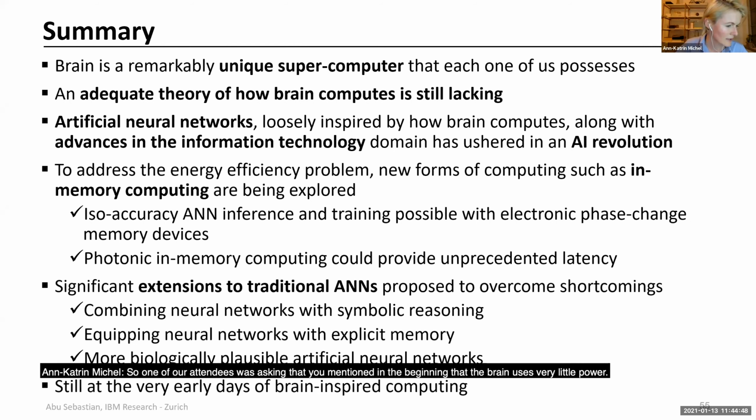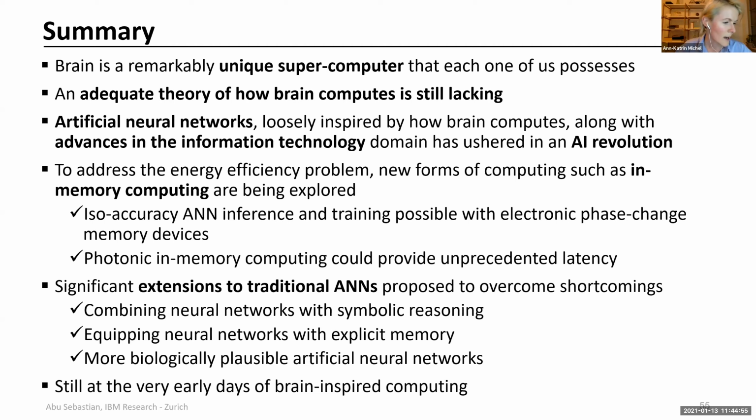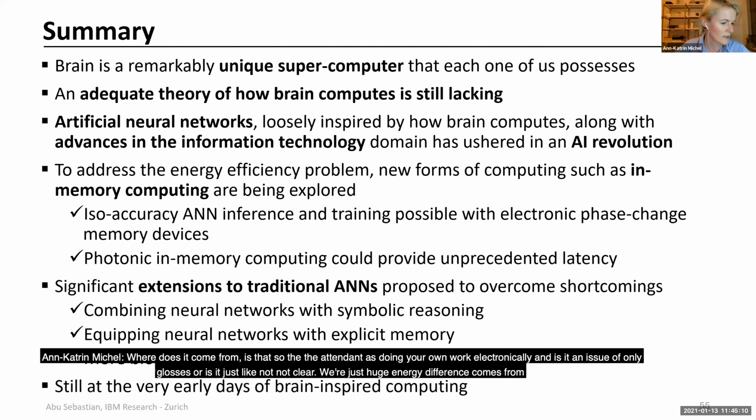One of our attendees was asking: you mentioned in the beginning that the brain uses very little power, and this is one of the motivations for going towards photonic solutions, but where does it come from? The attendee asked, do neurons work electronically, and is it an issue of ohmic losses, or is it just not clear where this huge energy difference comes from?